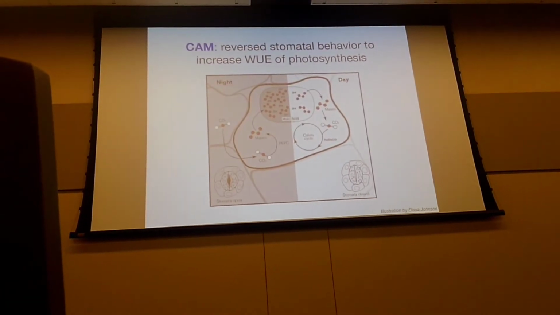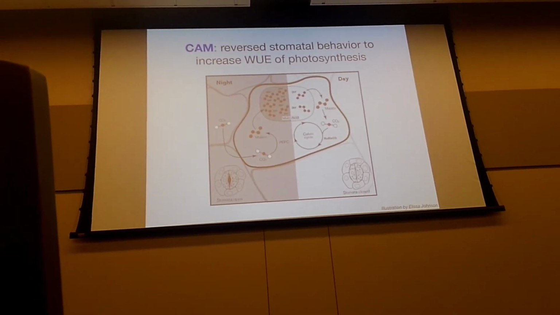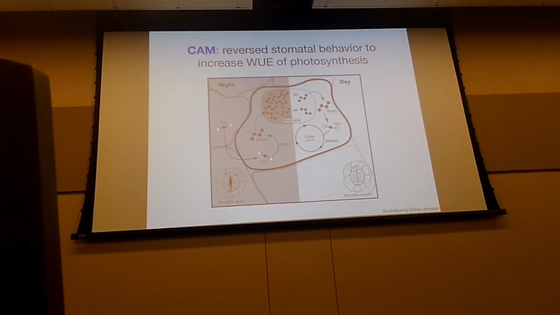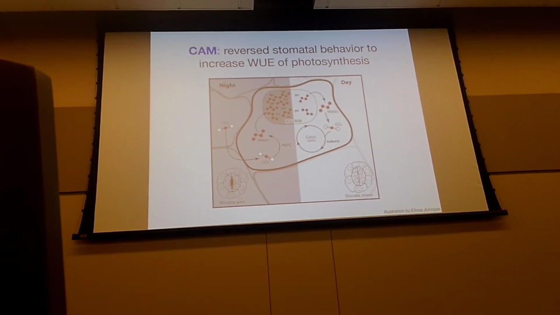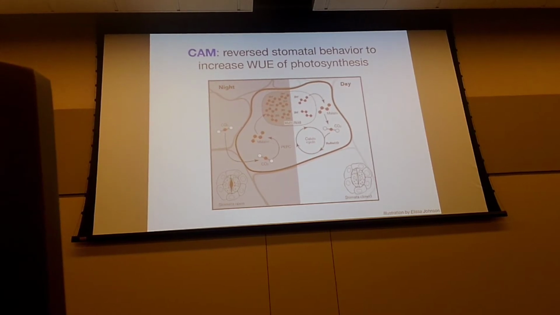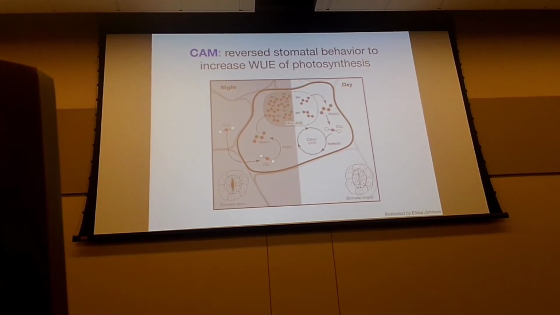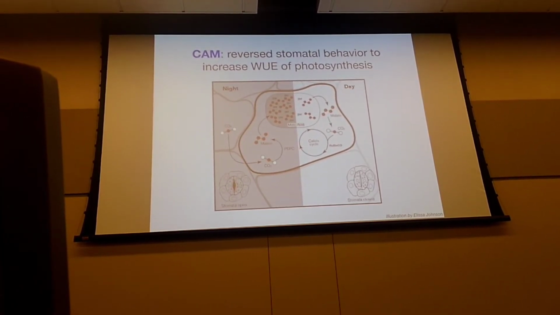If you weren't at Carolina Hayduke's awesome primer on CAM today, I just want to refresh what CAM is really quickly. So CAM is reverse stomata behavior, which greatly increases the water use efficiency in plants. So what these plants are doing is they're taking carbon dioxide up at night, converting it, concentrating it into C4 acids, storing these acids overnight in the vacuole, exporting them during the day, and then decarboxylating them, which then allows carbon dioxide to enter the Calvin cycle as normal.